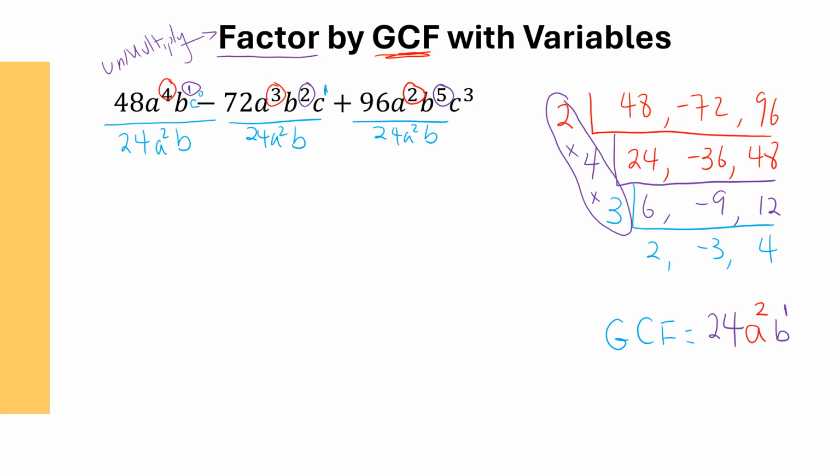So 48 divided by 24, we know that's going to be 2. And we have 2 left for the a. 4 minus 2 is 2. So we have a squared. And then b cancels out, and there's no c.